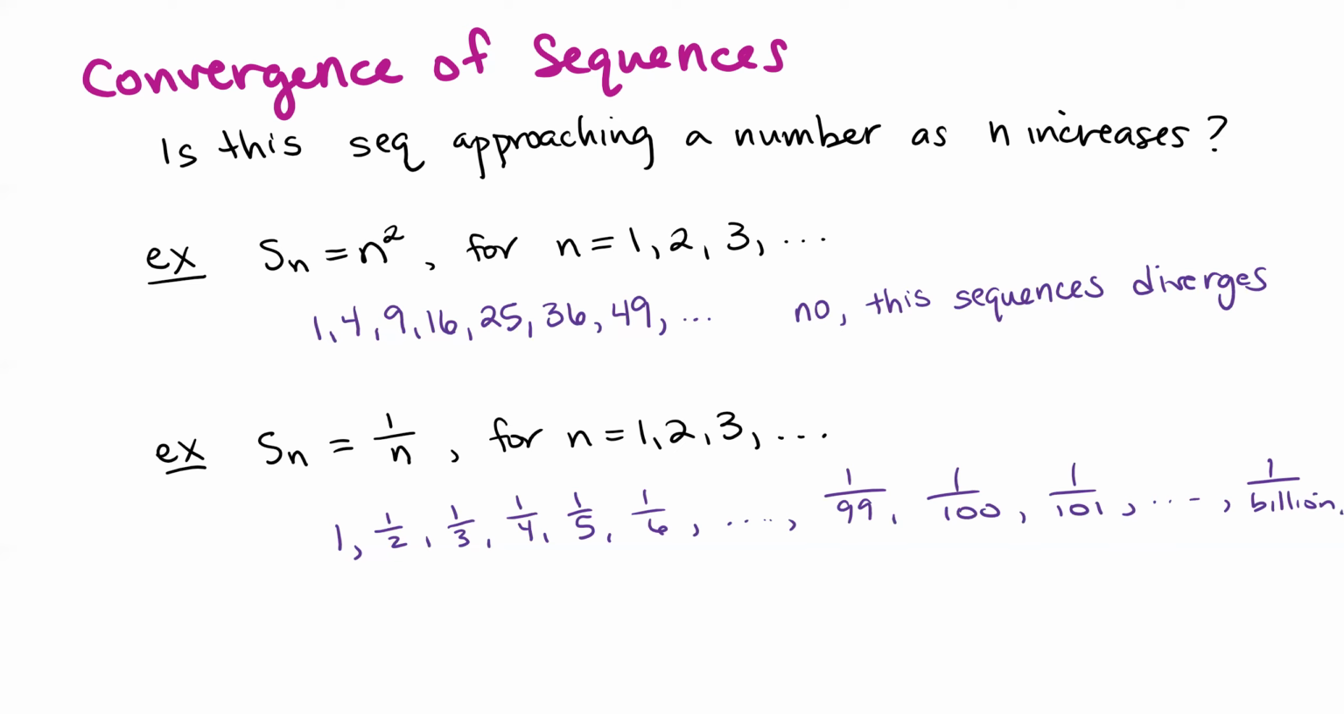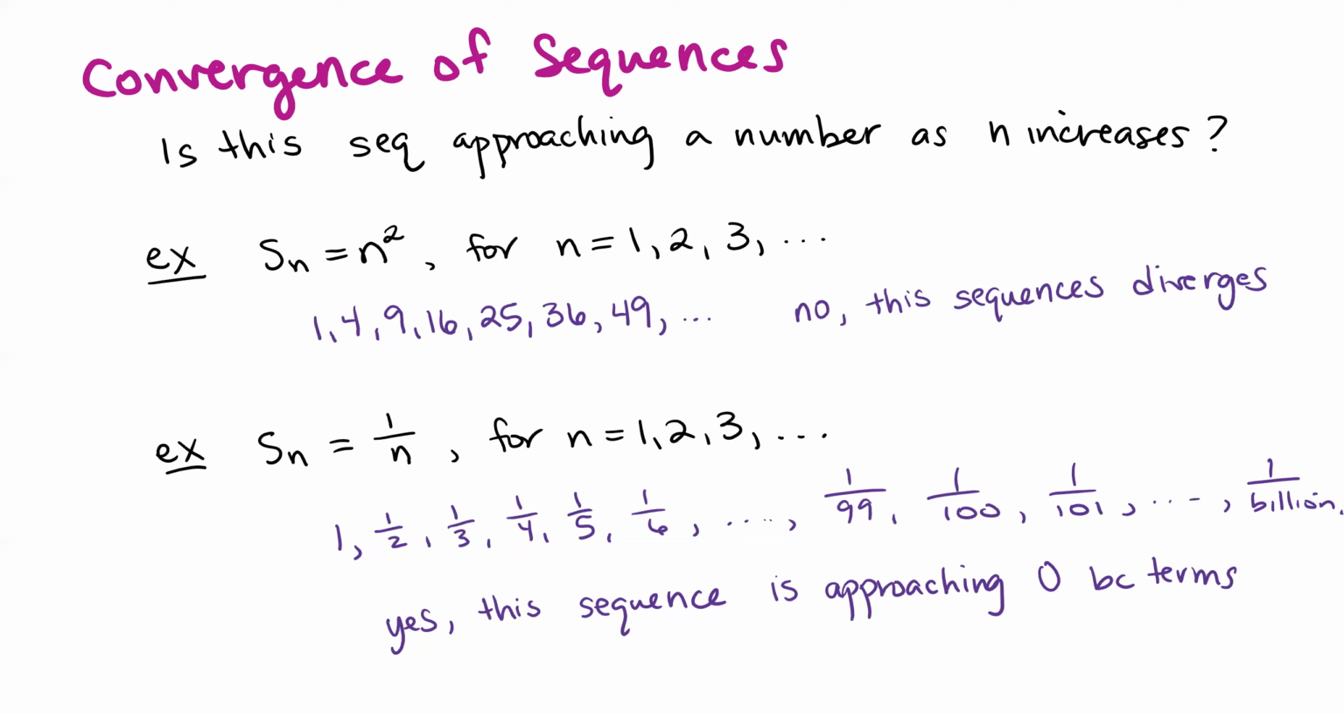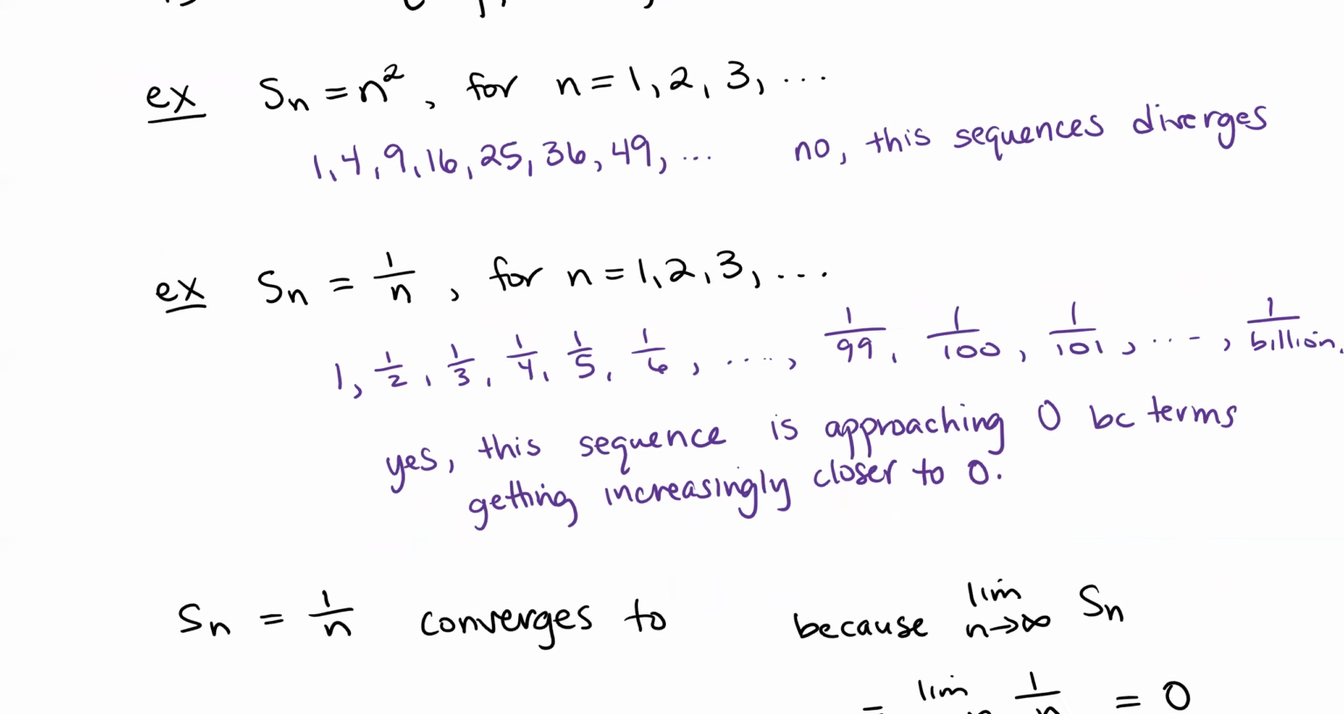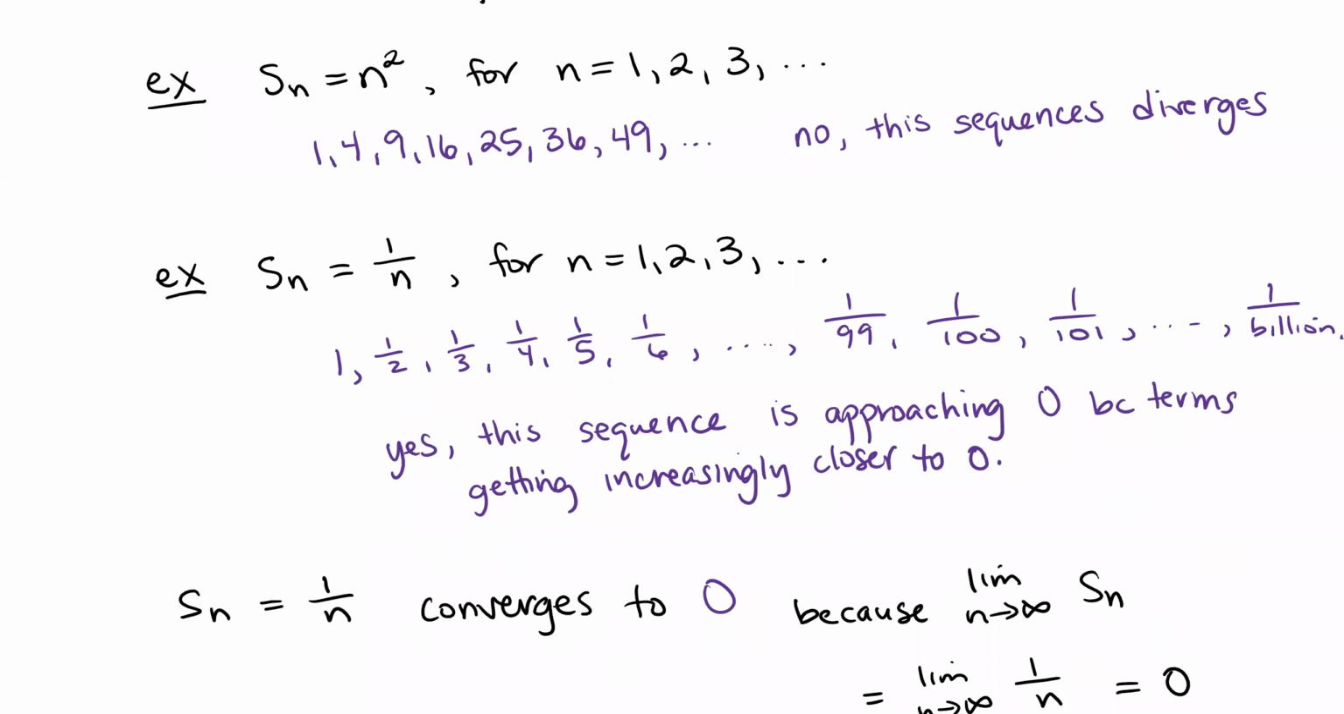So, does this sequence look like it's approaching a number? The answer to that is yes. The sequence is approaching 0 because each of the terms is getting closer and closer to 0. So the terms are getting increasingly closer to 0. So we would say that this sequence converges to 0.